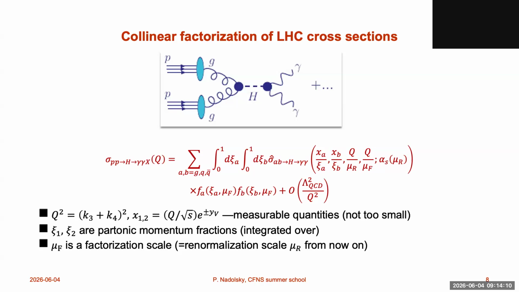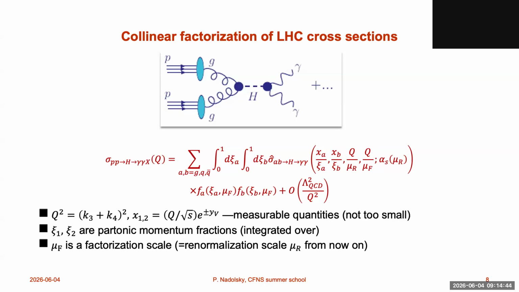So we have measurable kinematic variables, right? For example, we could measure the invariant mass of the Higgs boson, which we'll call Q here. And so Q will be my measured hard scale. And then we can also measure quantities that will depend on the rapidity of the Higgs boson. And so there are so-called Born-level momentum fractions called x1, x2. Okay, so these quantities are measurable. If you measure rapidity and the invariant mass Q, you measure these quantities.